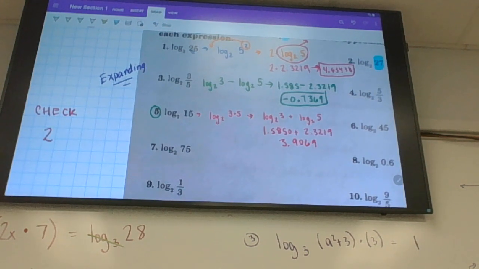So one way to check and show that you truly comprehend this, which you might not just yet, is I would do 2 in my calculator to the 3.9069, and it should give me a 15 out, or it's the closest to 15. It's 15.000097778.